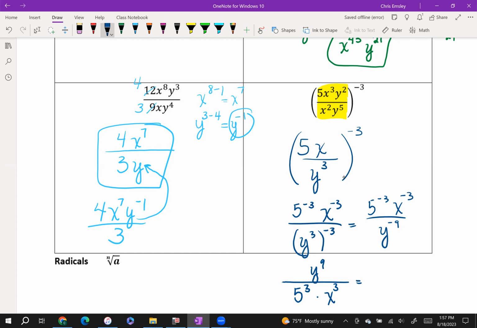And then finally, 5 to the 3rd power. We shouldn't leave it like that. That's something we can calculate. Use your calculator. Let me show you the exponent button on your calculator.